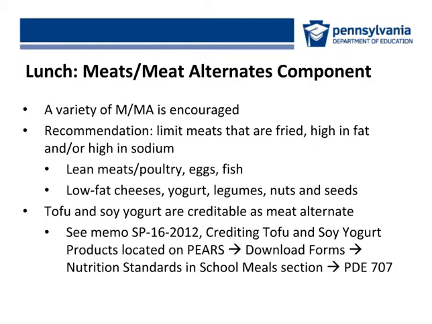The Dietary Guidelines for Americans encourages plant-based sources of proteins. Therefore, tofu and soy yogurt are recognized as meat alternate options, which are great for diversifying options available to populations such as vegetarians and other culturally diverse groups. For information on crediting tofu and soy yogurt as meat alternates, you can refer to USDA's memo SP 16-2012, which is located on PAIR's Form Download under Nutrition Standards and School Meals, Form PDE 707.